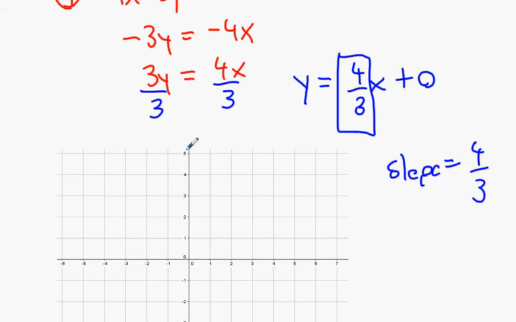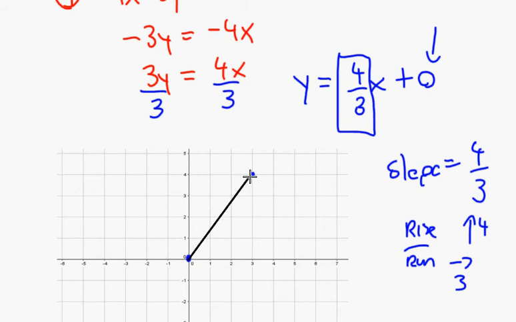Where does it cross the y-axis? What's the c value? So, it crosses the y-axis here. What's the slope? Rise over run. That means you're going to rise 4 and go across 3. 3 across, 4 up, and lo and behold, that would be your line if you were asked to draw it. They're that easy to draw.